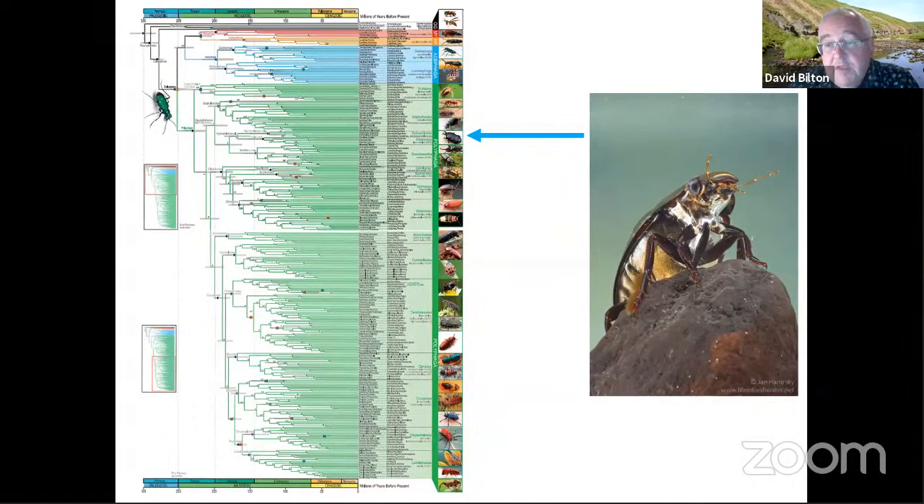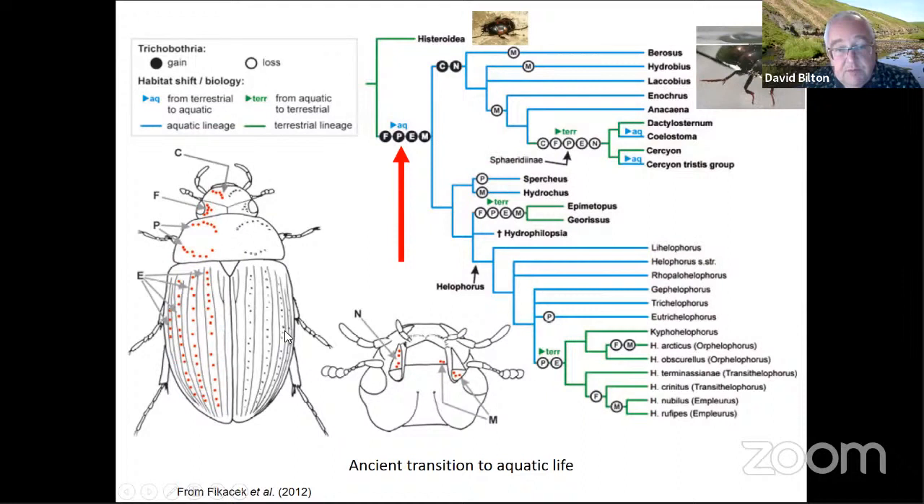So if we think about the ancestor, this phylogeny is taken from Martin Fikacek and colleagues' paper in 2012. I don't want to worry about the details of the gains and losses of trichobothria, which are basically sensory bristles on the backs of the beetles, but I want to just use it to emphasise the transitions between media.